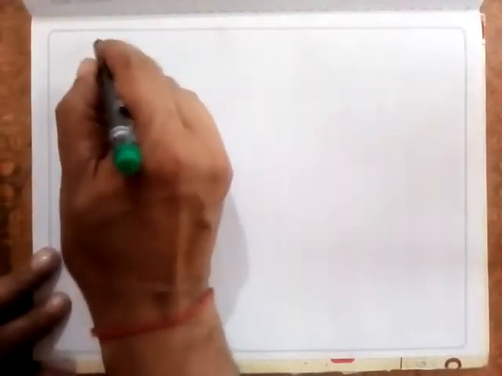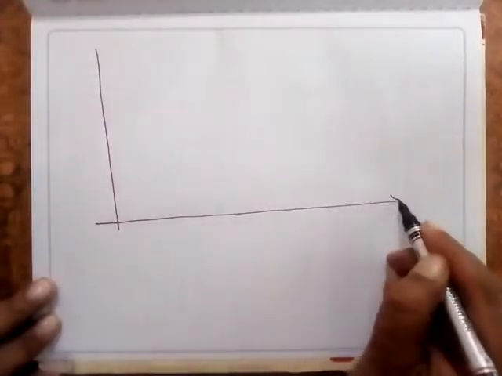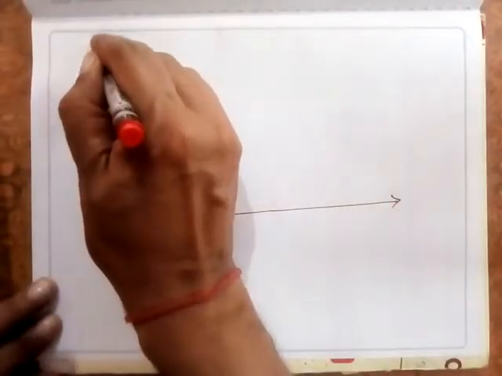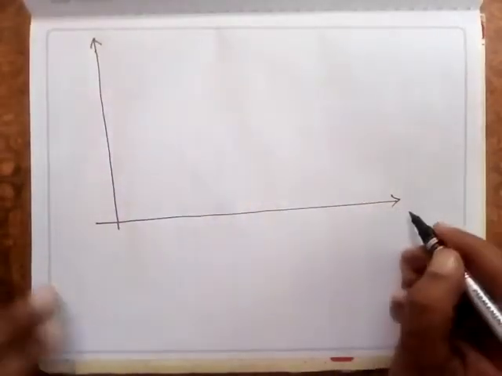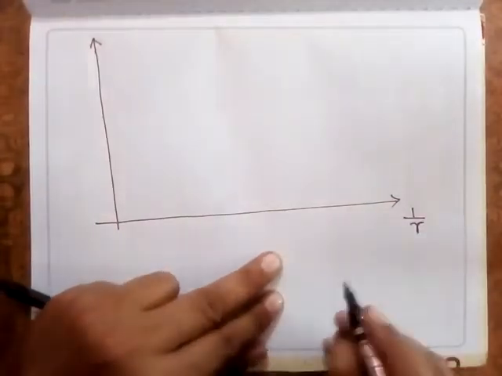If I make the energy band diagram, let's use a different color. On one side I take this energy. Suppose I say that I take this as 1 upon r, where r is the inter-atomic distance.